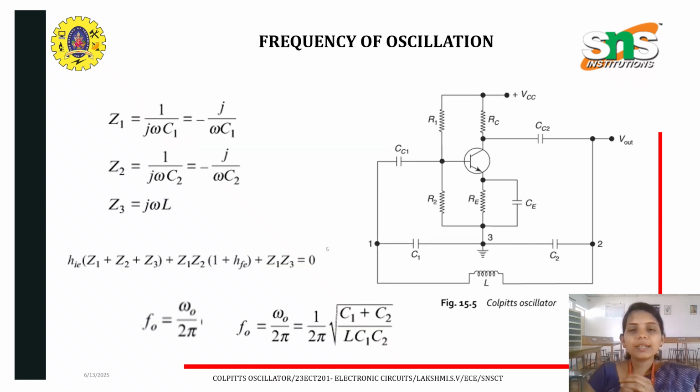Now calculating the frequency of this Colpitts oscillator. We calculate the impedance of the feedback components, like the impedance across the capacitance and the inductance, given by this expression. From the general equation of the oscillator, we substitute the values of Z1, Z2, Z3, and with the help of the relation f equals omega by 2 pi, we obtain the frequency of oscillation for the Colpitts oscillator to be 1 by 2 pi root of (C1 plus C2) by L C1 C2. So this is the frequency of oscillation.